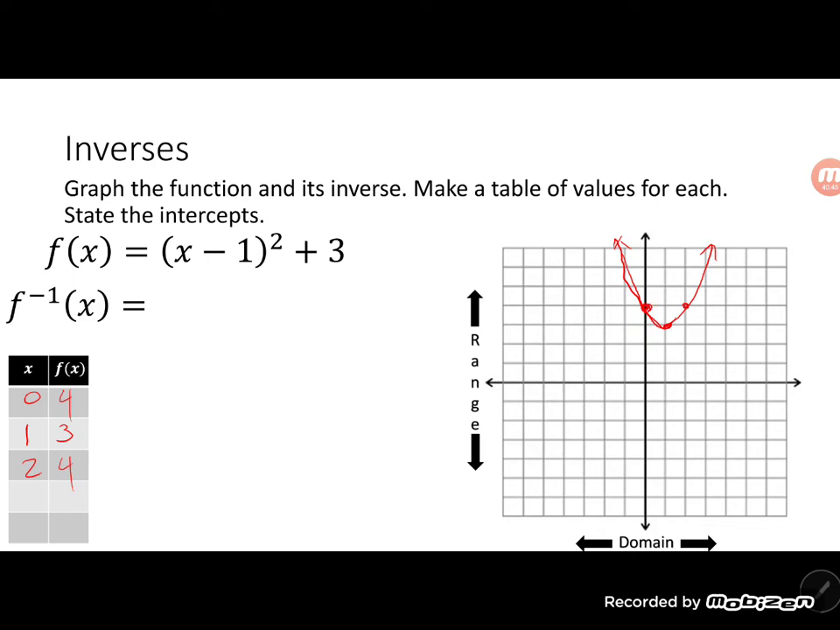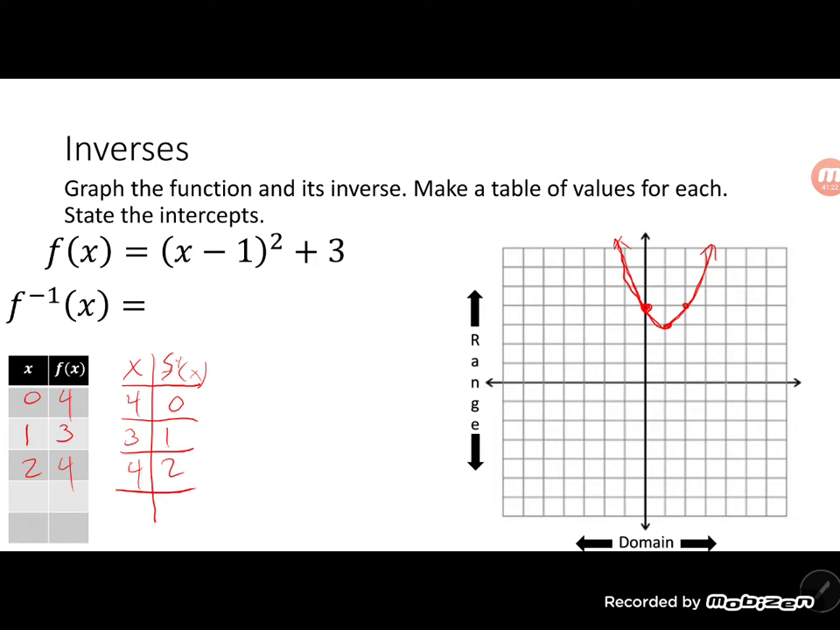Notice we found our y-intercept is going to be right there. Are we going to have an x-intercept with this guy? Absolutely not. It does not touch the x-axis, so no x-intercept. Now let's go ahead and find our inverse values. So making our inverse table, remember, how do you find the inverse? You just switch x and y. So we are going to do 4, 0, 3, 1, and 4, 2, just switching those x and y values. Couldn't be easier.